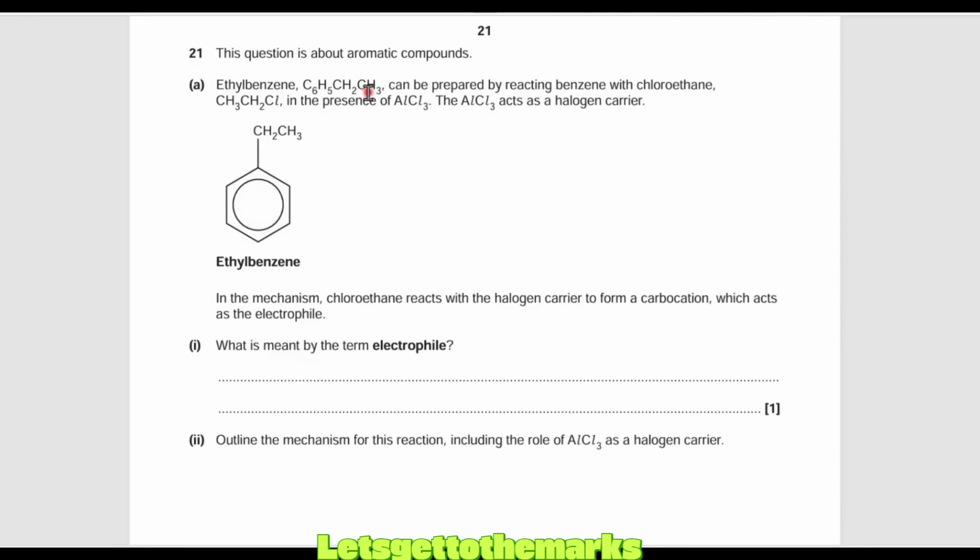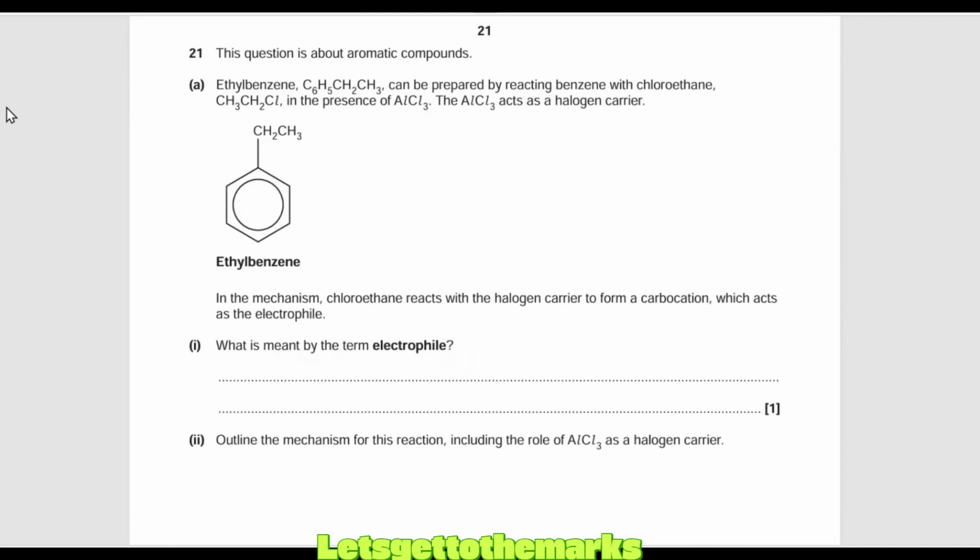So question 21, this question is about aromatic compounds. Ethylbenzene, C6H5CH2CH3, can be prepared by reacting benzene with chloroethane, CH3CH2Cl, in the presence of AlCl3. The AlCl3 acts as a halogen carrier. Here we've got the ethylbenzene structure. In the mechanism, chloroethane reacts with the halogen carrier to form a carbocation, which acts as an electrophile.